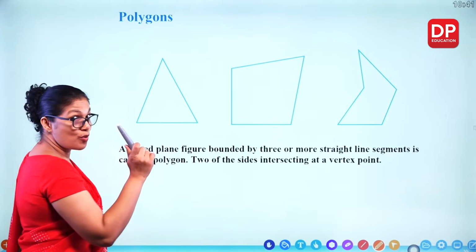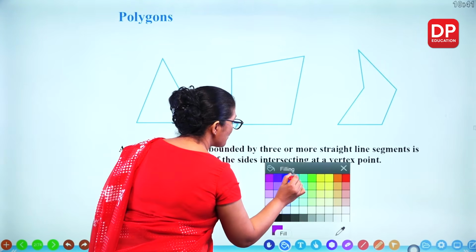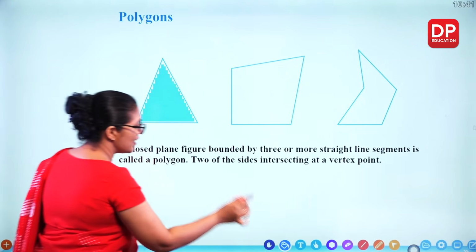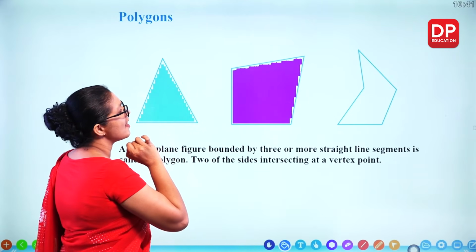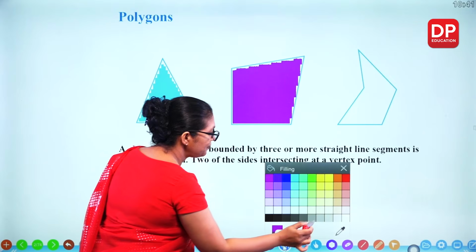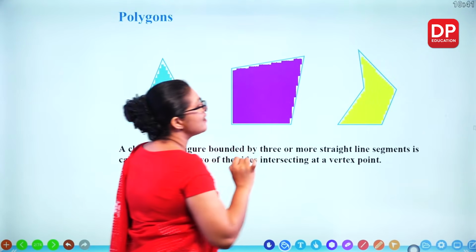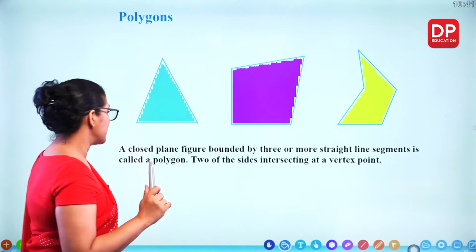So this is a closed figure, so you can color it inside. I want to put a color there. So this is a closed figure. So what about this one? This is another closed figure. And this one, another closed figure. So these all are polygons.